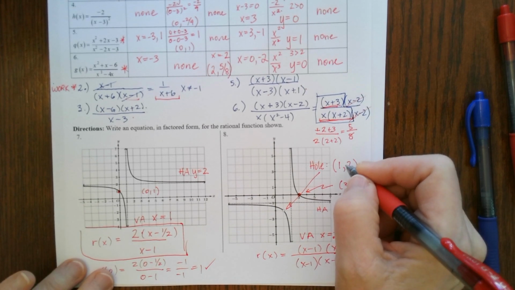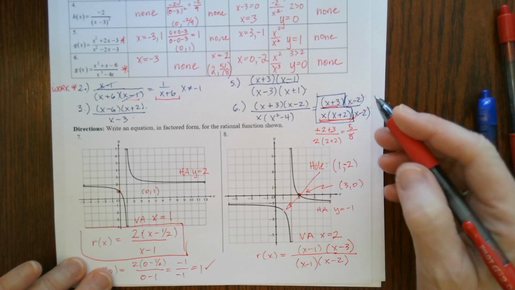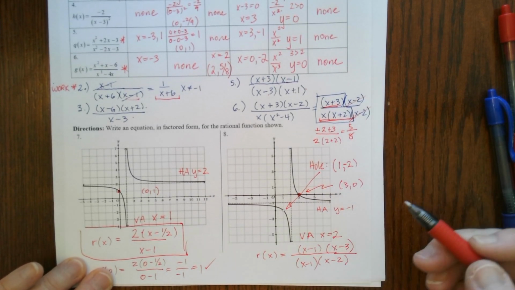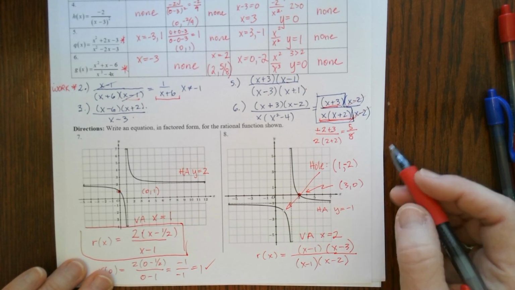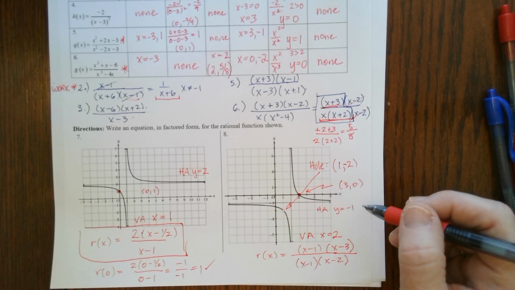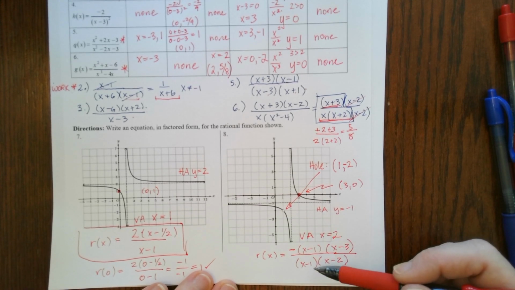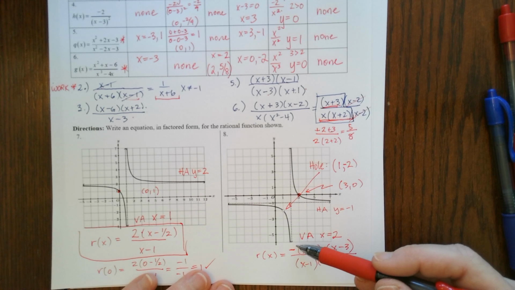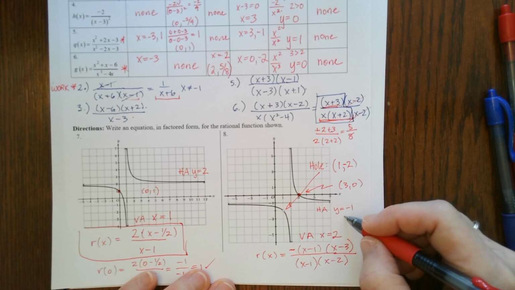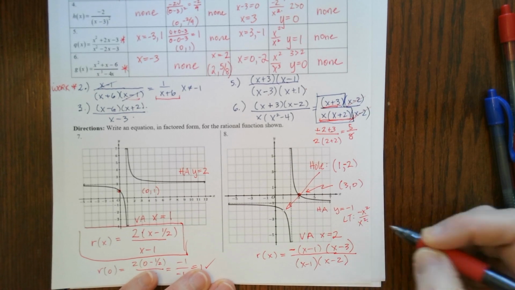Oh, I meant to say minus 2. Where's our hole? Oh no, our hole's at 1, minus 2. We also need a horizontal asymptote at y equals minus 1. So we need to add a negative out front so that the leading term is negative. The leading term is going to be minus x squared divided by x squared. That works.